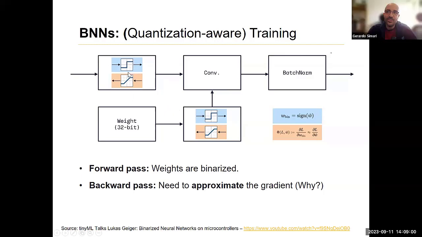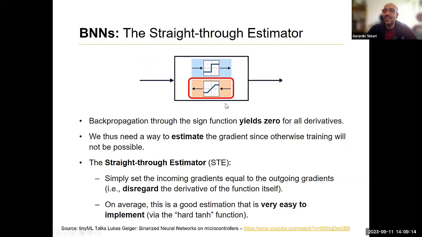Does this look like a differentiable function to you? No. The gradients are all going to be zero if this is what your function looks like. So what you run into is essentially zero derivatives for everything, right? So what BNNs need to do is estimate the gradient on the way back in order to be able to train. Otherwise, it wouldn't learn anything.